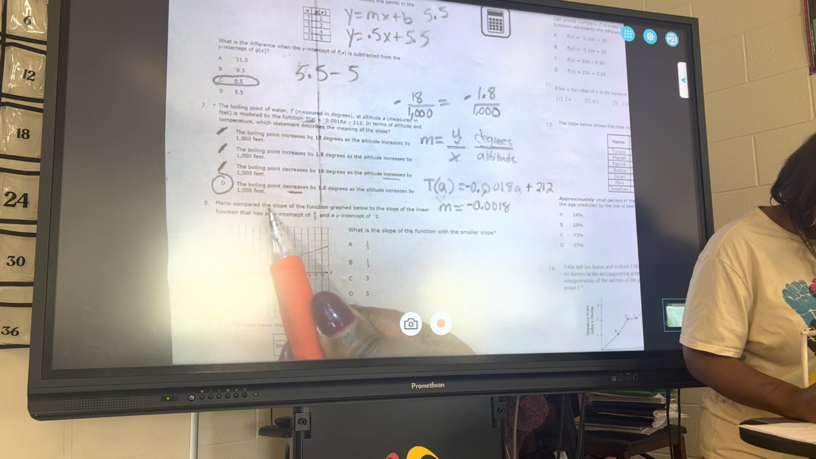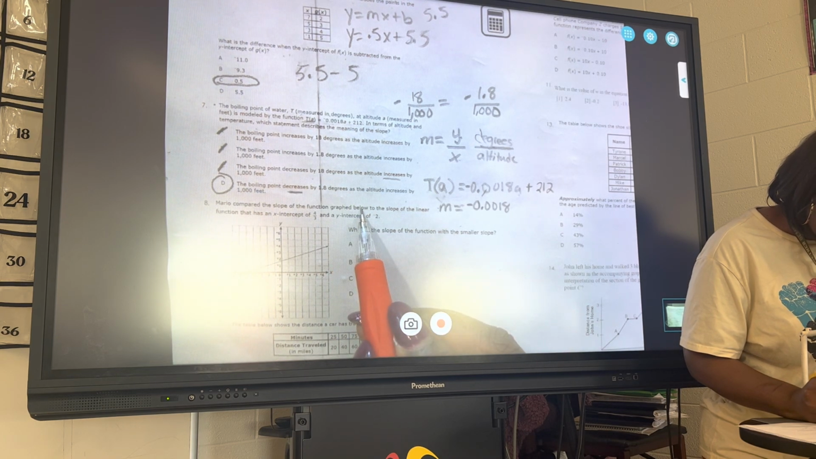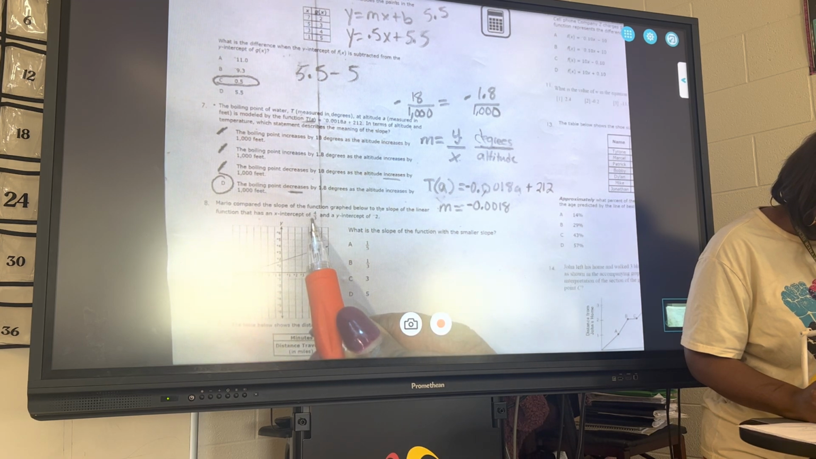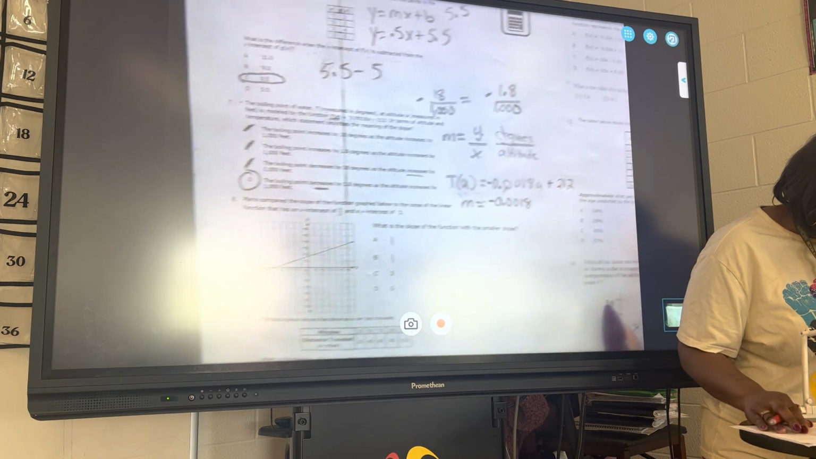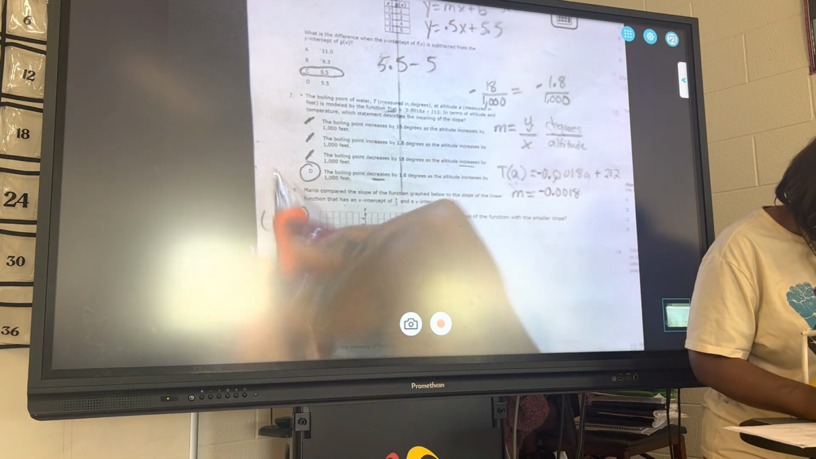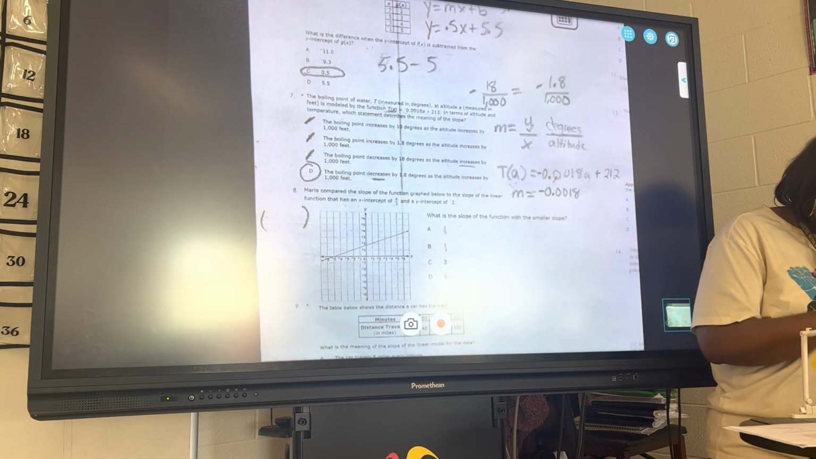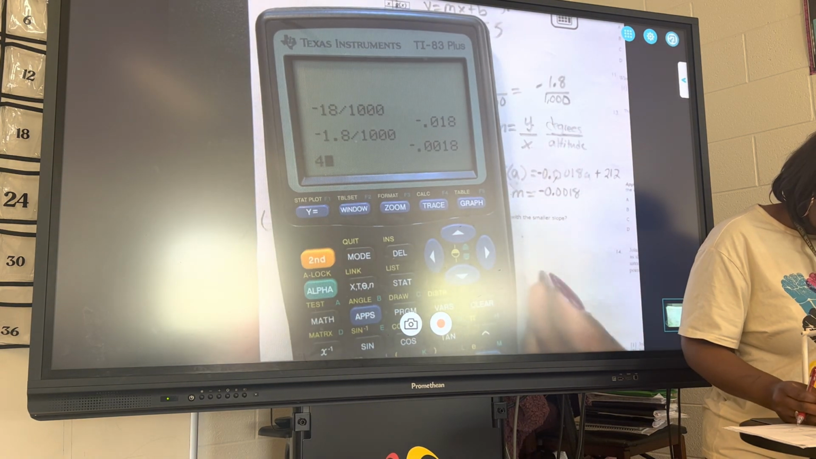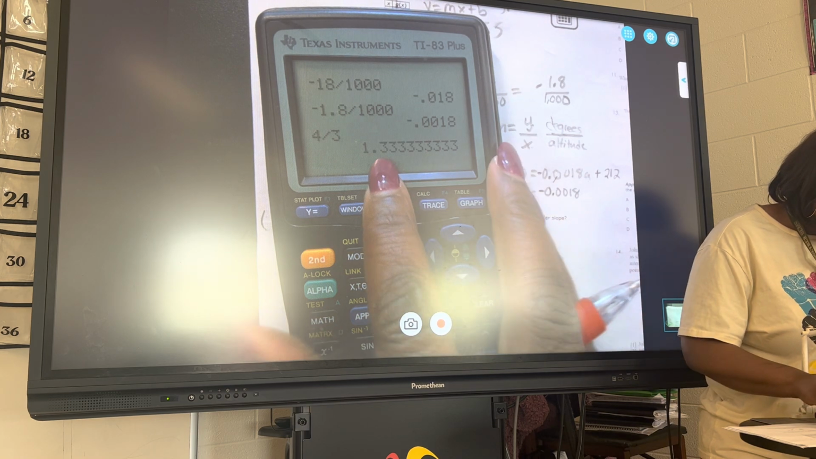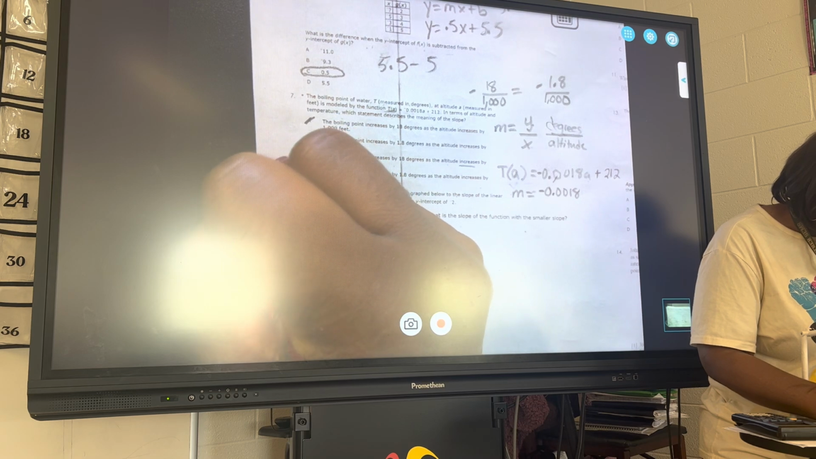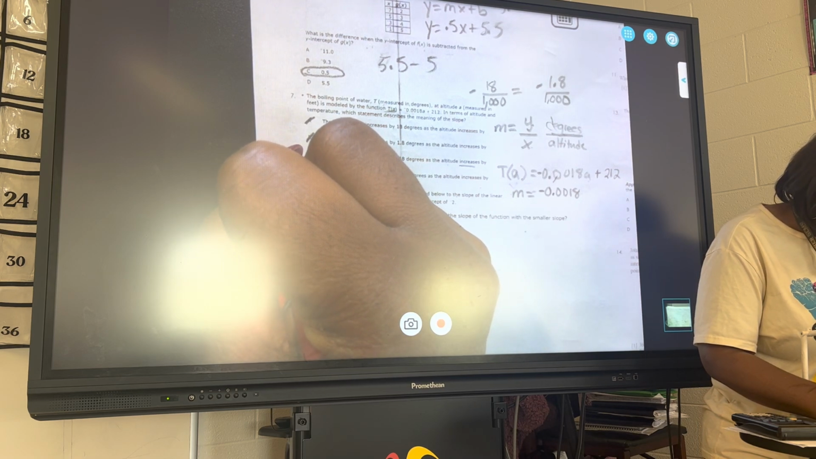It says Mario compared the slope of a function graph below to the slope of a linear function that has an x-intercept of 4. Okay, so if it's an x-intercept, that means it crosses the x-axis at 4. What's 4 over 3 as a decimal? 4 divided by 3 is 1.3 repeated. Does that make sense? Just so we'll know that. I'm gonna still put 4 over 3, but just know it's between 1 and 2. It's closer to 1 than it is to 2.